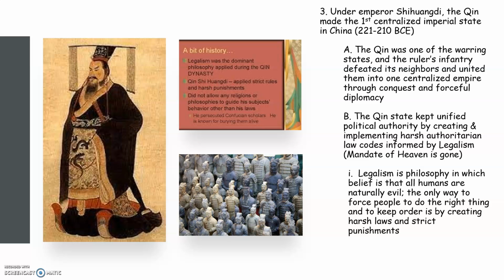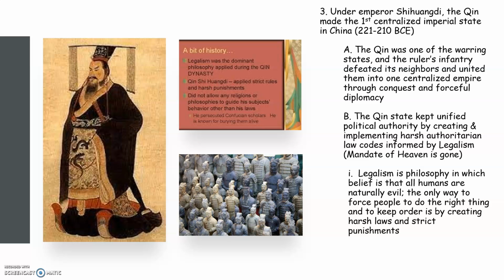The Shin state kept this unified political authority by creating and implementing super harsh authoritarian law codes that were informed by legalism. Legalism was the philosophy used by the Shin, and the whole idea is that all humans are naturally evil, that the only way you can force people to do the right thing and keep order is by creating harsh laws and strict punishments, because people will not naturally do the right thing on their own. That is what legalism is all about.